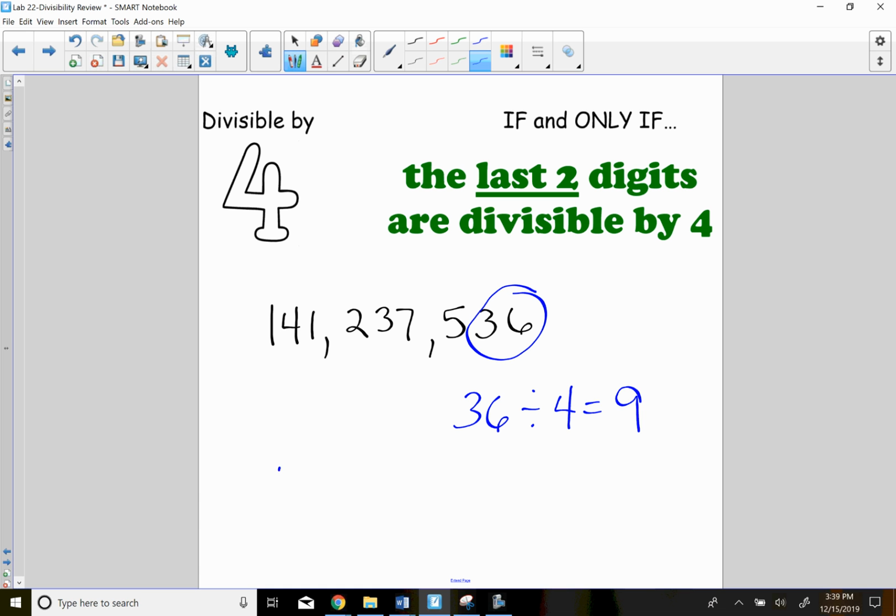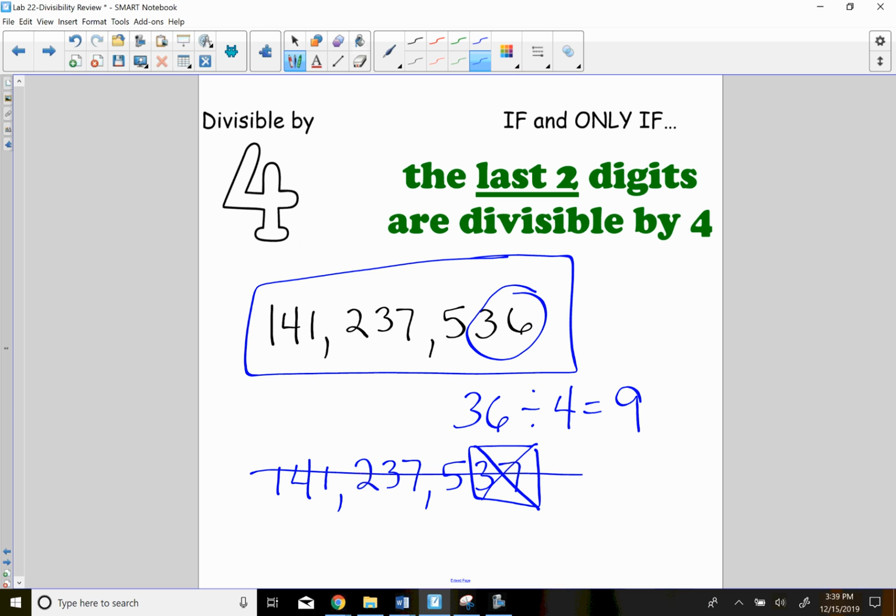If that had been, say, 141,237,537, then 37, the last 2 digits, is not a multiple of 4, so that number is not divisible by 4, meaning I won't get a whole number answer. I can divide it by 4, but I'll have a decimal. The first number is divisible by 4. I'll get a nice, neat whole number answer.